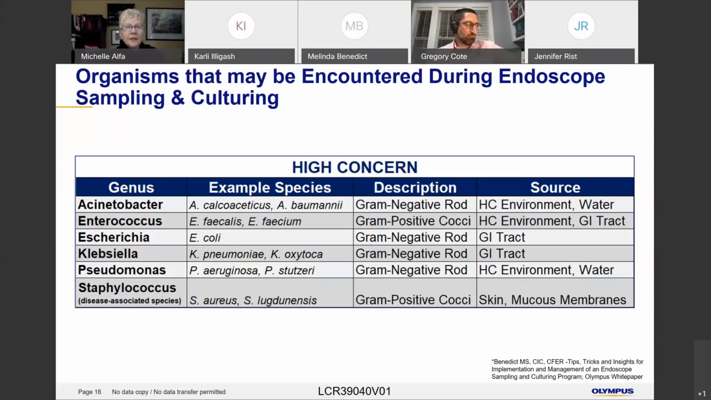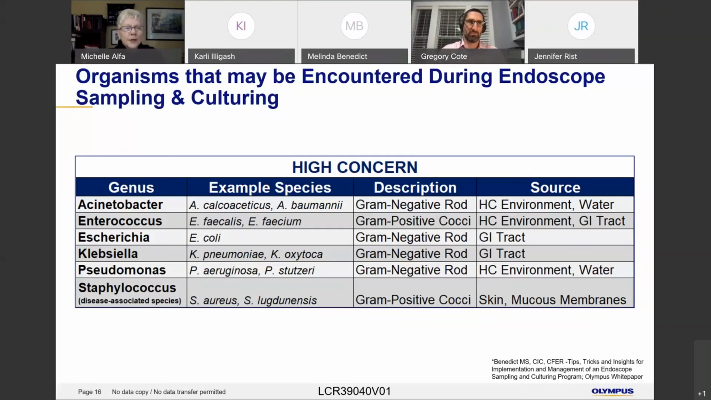Enterococcus faecalis and faecium are gram-positive cocci. The healthcare environment certainly can be contaminated with them, and they're indicators of gastrointestinal tract microorganisms. And then Escherichia coli is the classic gastrointestinal organism, as well as Klebsiella pneumoniae and Klebsiella oxytoca. The presence of those organisms in an endoscope after full reprocessing is really concerning, because it suggests you have had organisms from a prior patient that survived the entire process and they're still in that scope. And that shouldn't happen if it's been done properly.